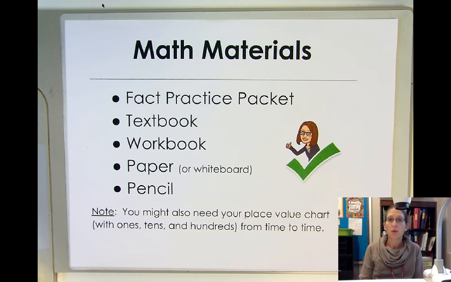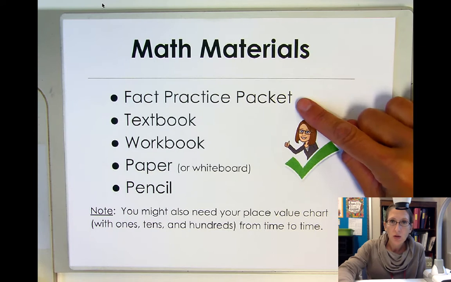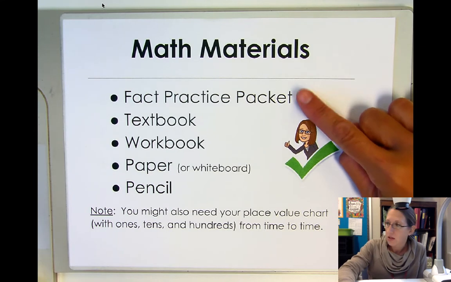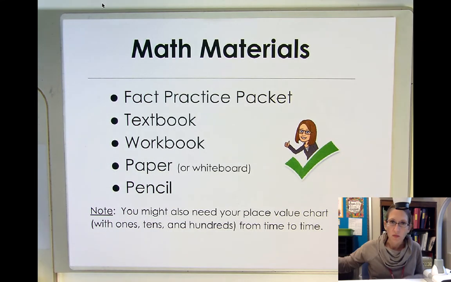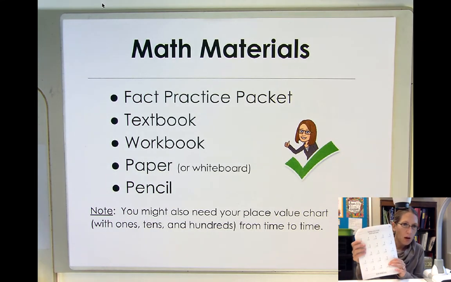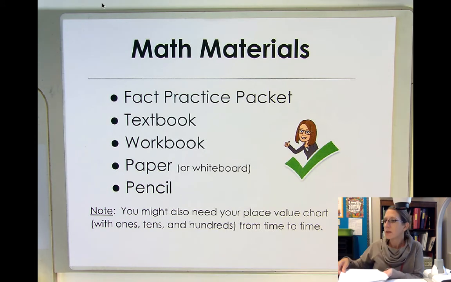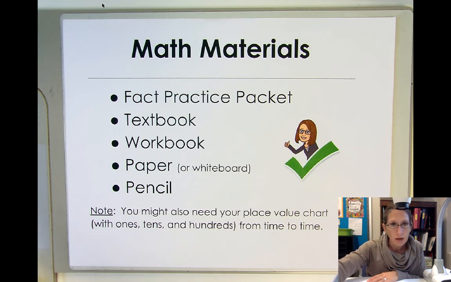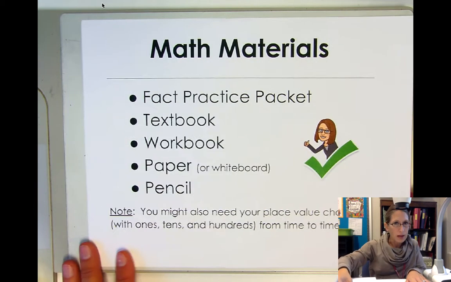Today we are going to work on comparing and ordering numbers. So, to make sure we're ready for math, let's make sure we have our fact practice packet. I've got mine right here. Our textbook. I've got my textbook here. Workbook. Okay, I've got my workbook. And a pencil, or a whiteboard and a pencil. And we might also need our place value chart. It's a really good idea to keep that place value chart handy because we'll be using it a lot.